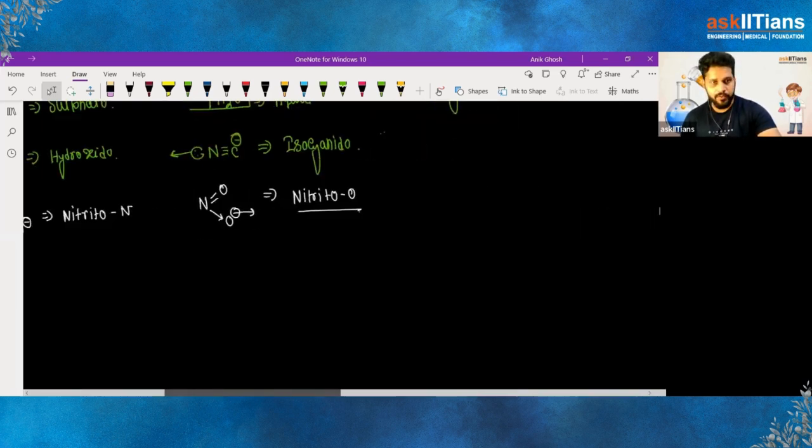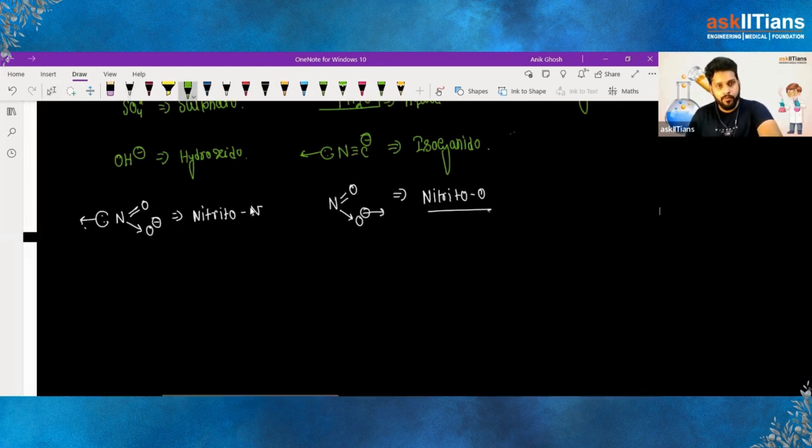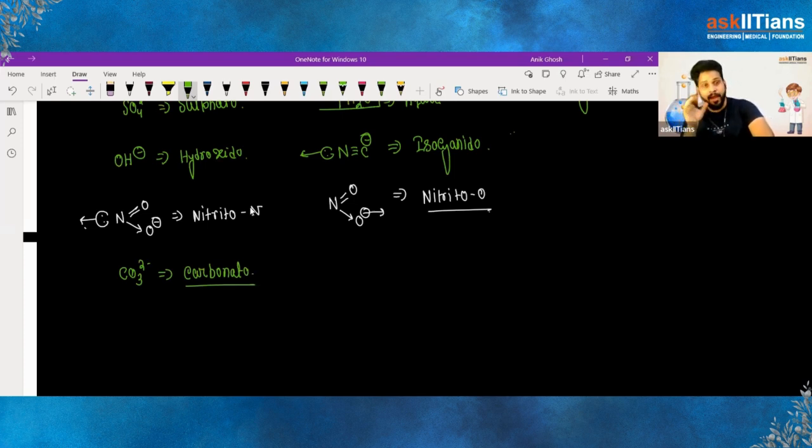Okay. Let's say we have one more ligand. Let's go for CO3 2 minus. CO3 2 minus is called carbonate, right, guys? So we're going to call it carbonato. Every time a name ends with an E, it would be turned into O, only if it is an anionic ligand. Only then, guys.